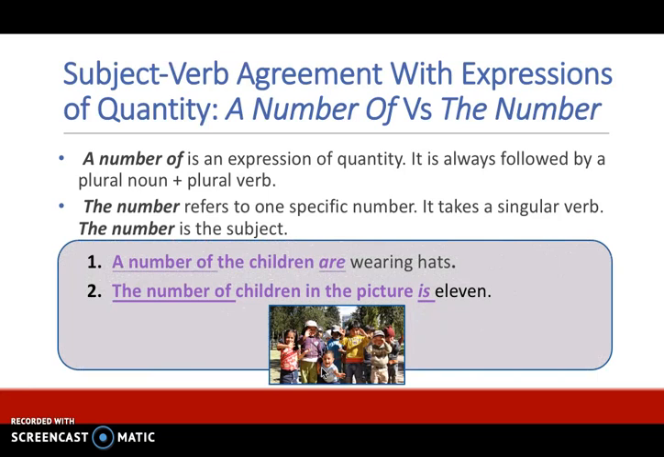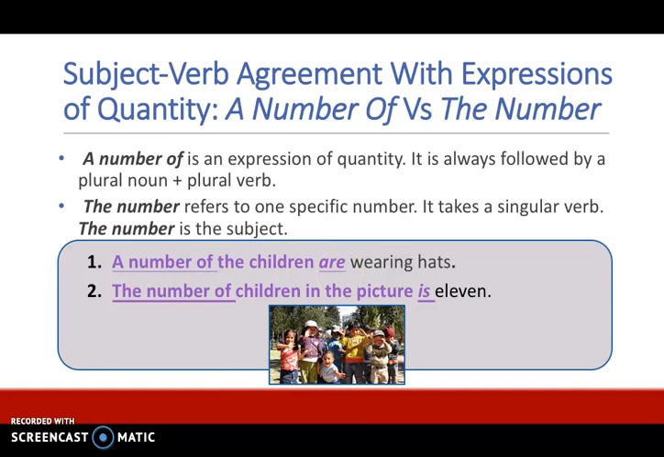Number 1, a number of the children are wearing hats. So in this sentence, we use a number of, and this is an expression of quantity. So it's like saying a lot of the children are wearing hats. So in this case, we have a plural noun and a plural verb.